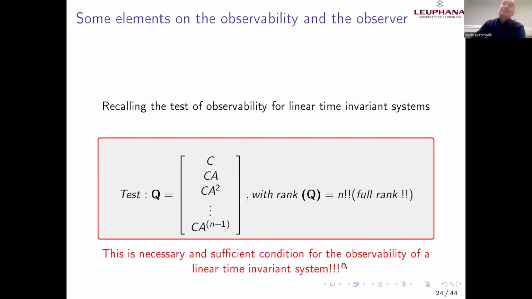But not only. We can see that here the test does not depend on the matrix B. It depends on the matrix C and the matrix A. It depends on what I am measuring, and matrix A characterizes the dynamics. Remember, to characterize the dynamics is the interconnection between the systems.